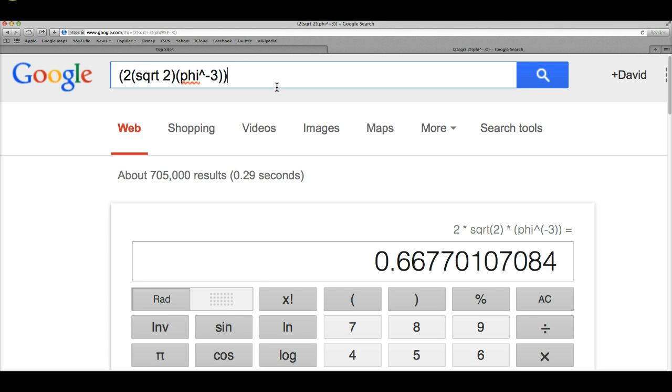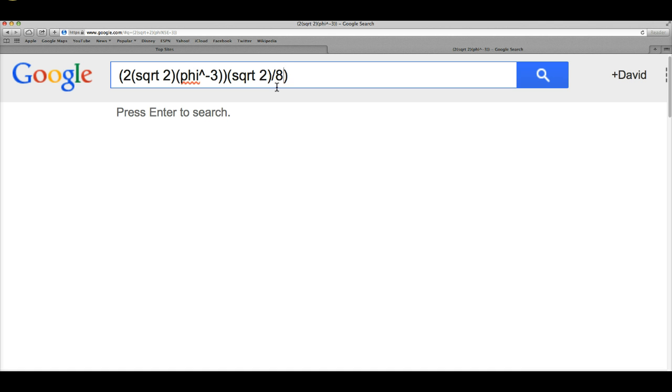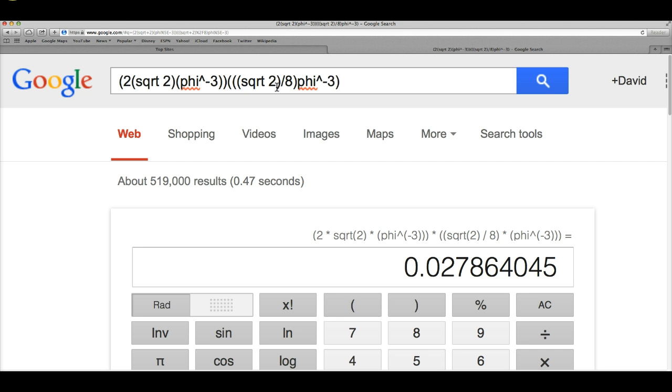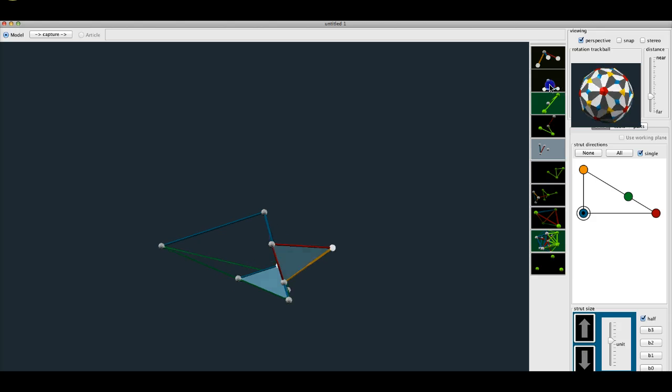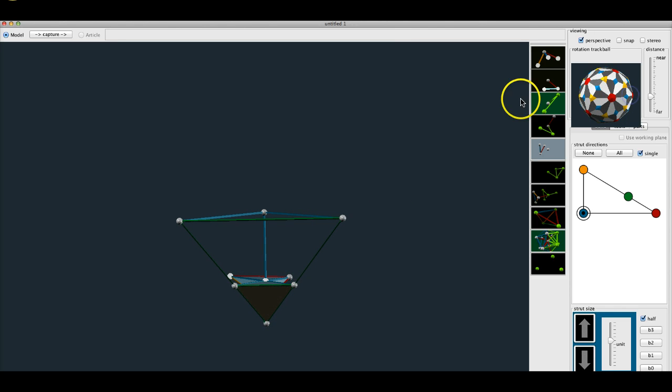So the E module, once again, was square root 2 over 8 times phi to the negative 3 itself. And then we get this number 0.027864, which is phi to the negative 6 over 2. Let's see now, do we want to go back to my visual? Okay, so now we've sized this E-module form so it's the same as this 1/8 octahedra. Remember, they had a volume like 0.027.